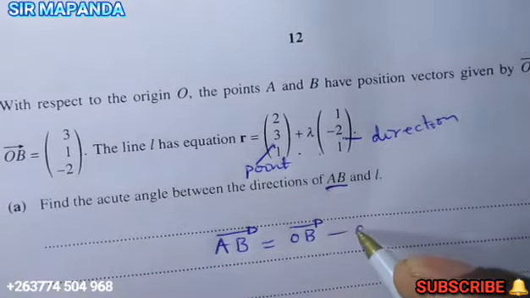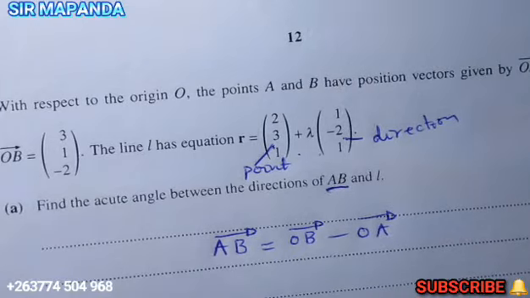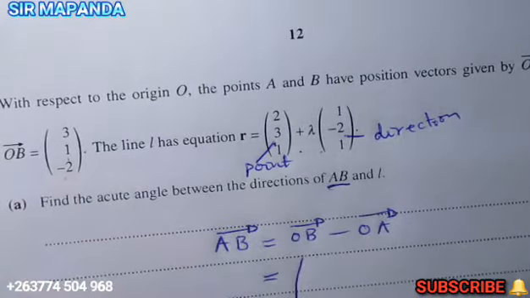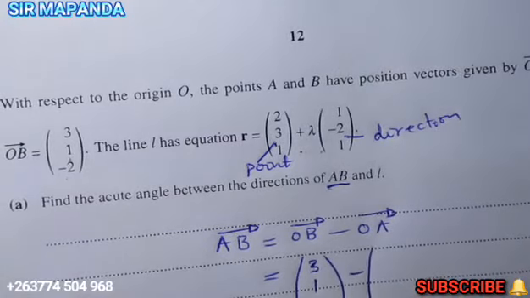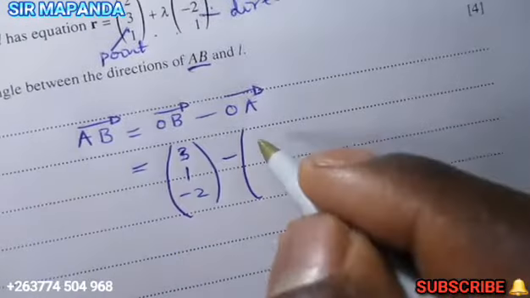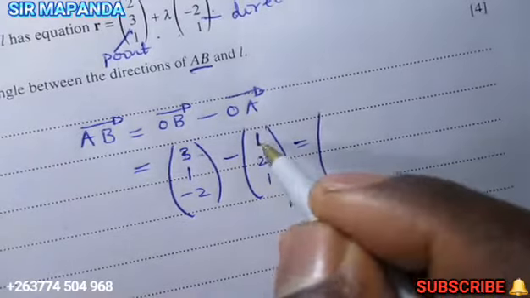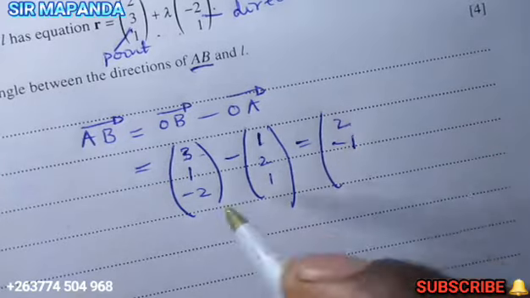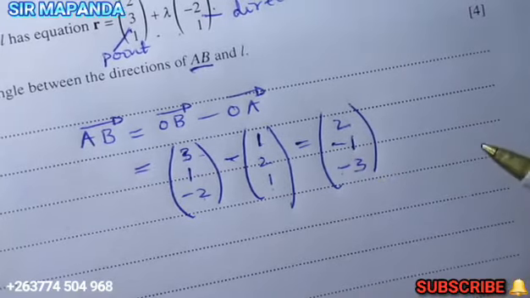OB minus OA. OB in front minus OA, right? So the position vector of OB is given as (3, 1, -2). You write 3, 1, minus 2 like this. Then the position vector of OA is given as (1, 2, 1). So you write 1, 2, 1 like this. So 3 minus 1, you get 2. 1 minus 2, you get minus 1. Minus 2 minus 1, you get minus 3. So this is AB, right?